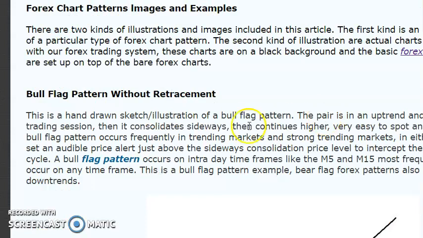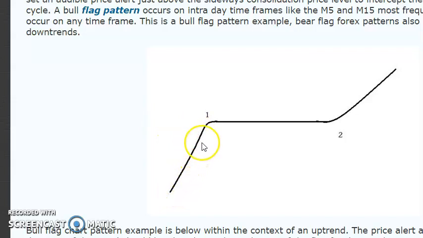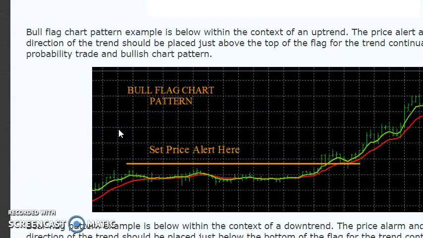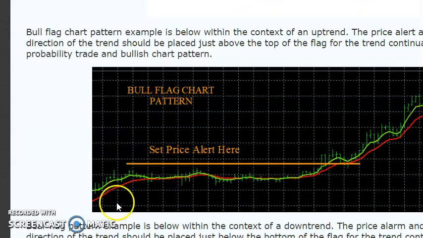So let's start reviewing the images now. Let's start with a bull flag pattern. Generally speaking, a bull flag pattern is when you have a currency pair that's in an uptrend, it makes a move, and then it consolidates somewhat sideways and then continues on. Here's an example on a real chart. This is just a sketch. So you have a bull flag pattern. The pair makes a move, the overall trend is up, and it consolidates. So you can set an audible price alert here and intercept the next movement.